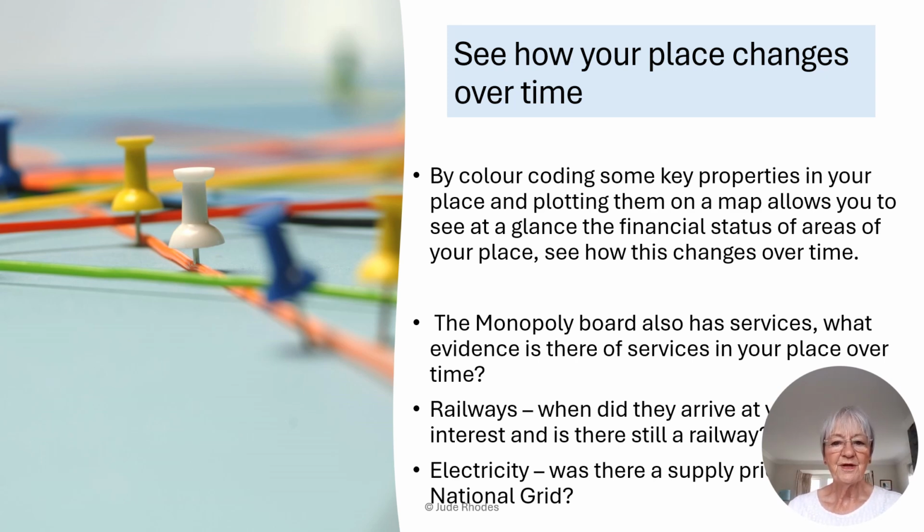As I've mentioned, the Monopoly board also has services. So what evidence is there of services in your place? When did the railways arrive? Is there still a railway there? Electricity, was there a supply, and where did it come from prior to the national grid?